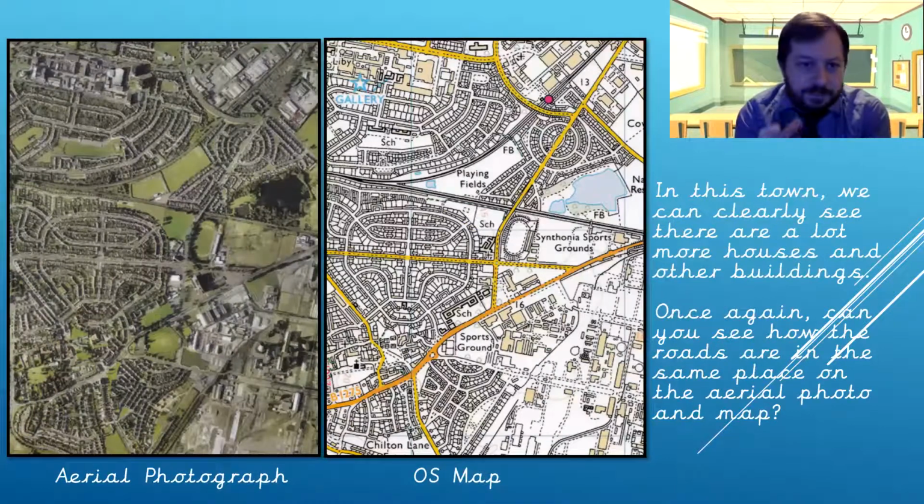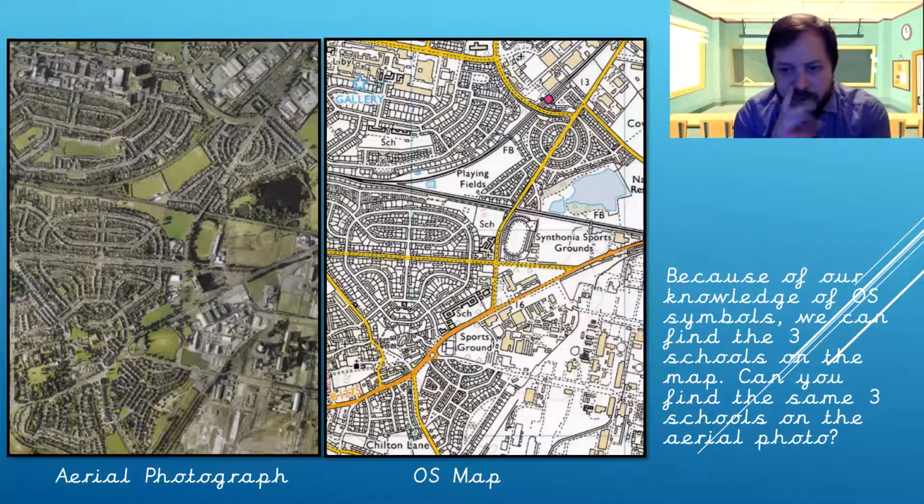So once again, this is quite a dense town. You can see there's lots and lots of buildings from both the OS map and the aerial photo. But once again, we can see those roads, and those roads give us some reference points as to where we are. So can you just quickly look between the two, check that the roads, you're happy with where they are?